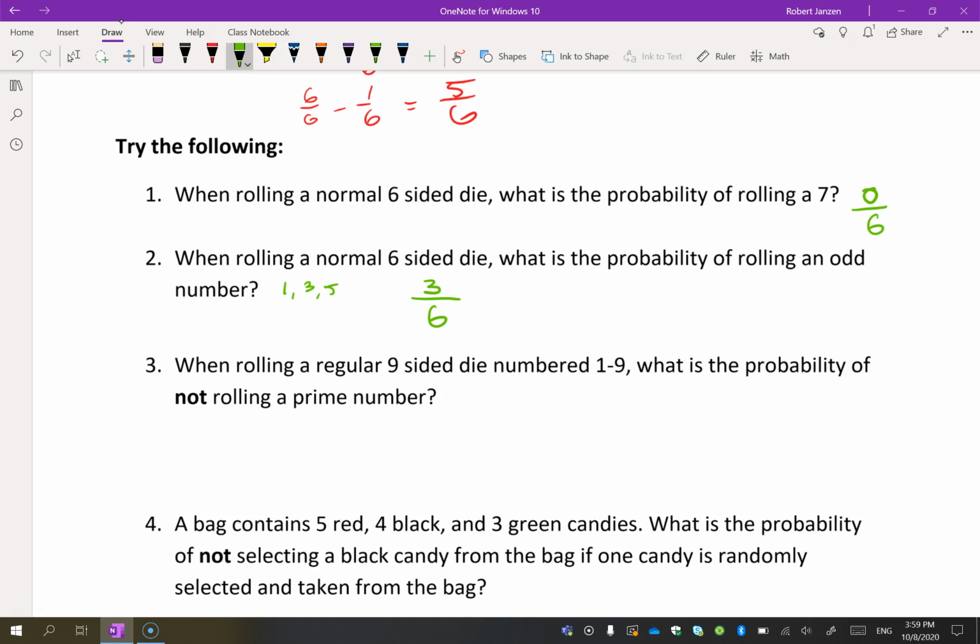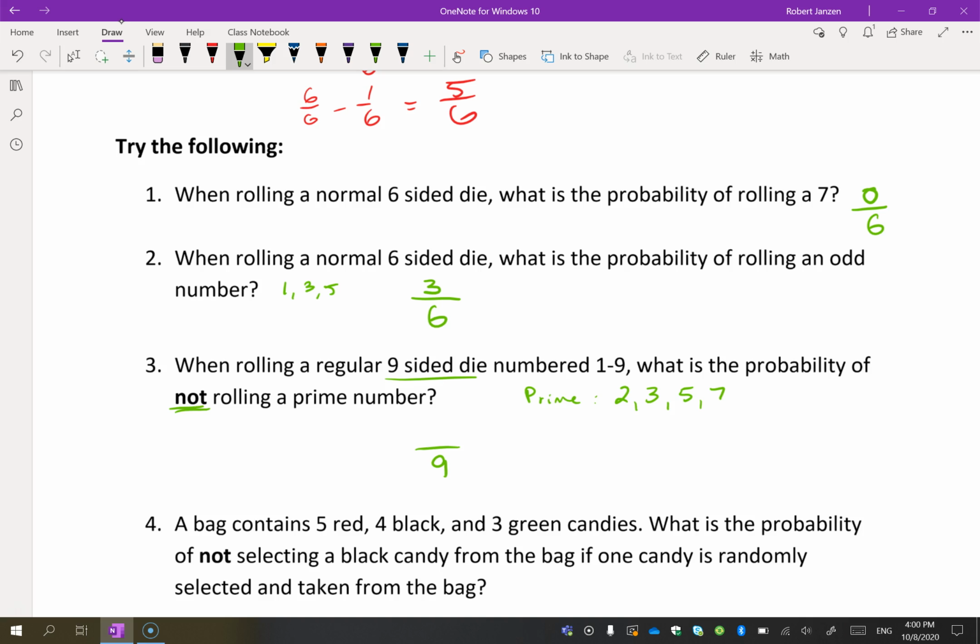Okay, when rolling a 9-sided die, so there are 9 possibilities, what is the probability of not rolling a prime number? Well, first of all, we need to know what a prime number is. A prime number is any number that is divisible only by 1 and itself. So 2 is prime, 3 is prime, 5 is prime, 7 is prime. All of the other numbers between 1 and 9, like 1, only has 1 factor, and all the other ones have more than 2. A prime number only has 2 factors.